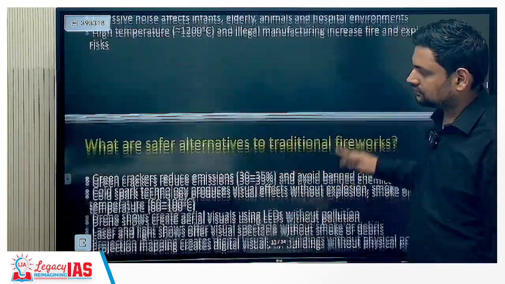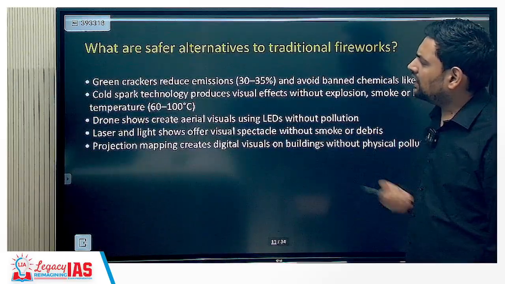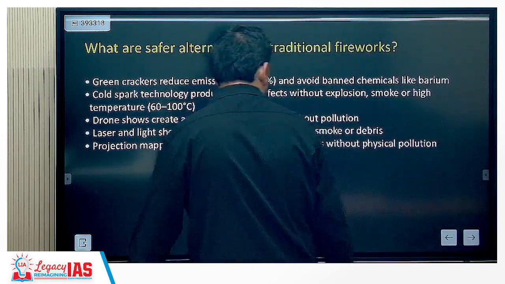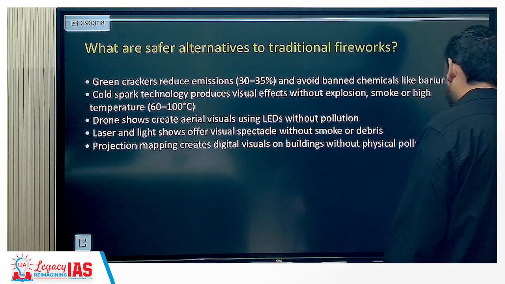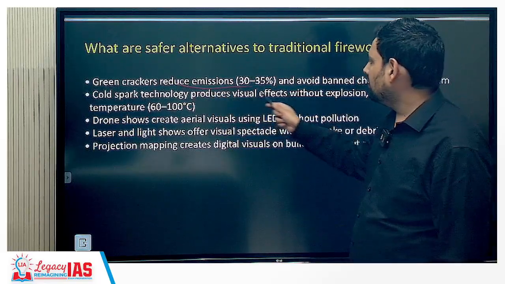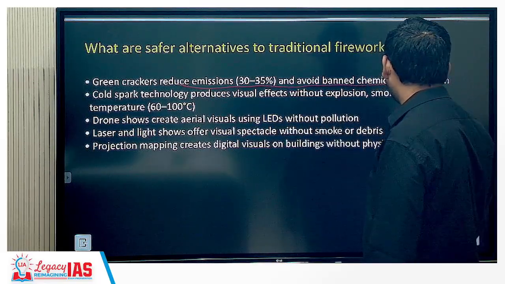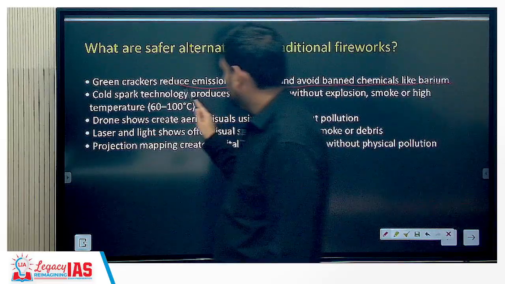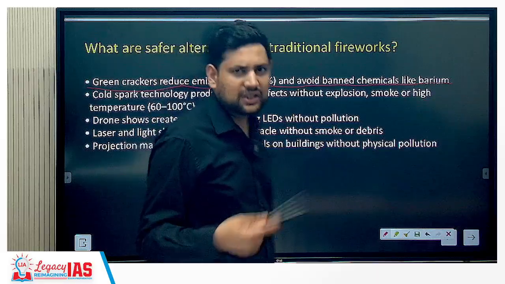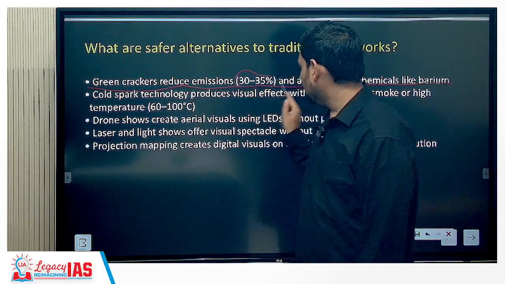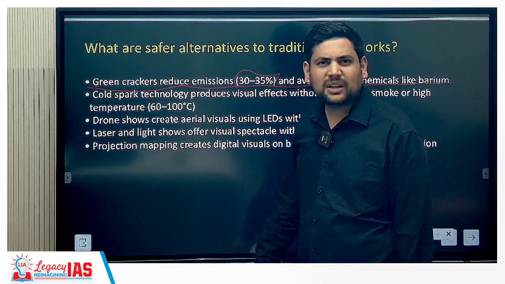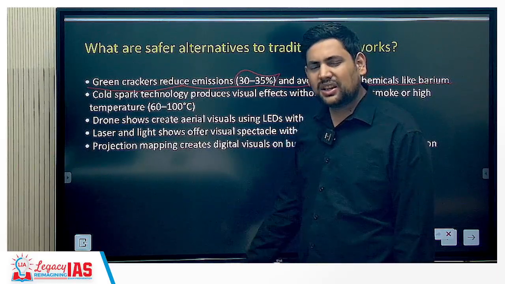Next, what are safer alternatives to traditional fireworks? There are many different technologies that can be used. First, green crackers can reduce emissions by 30 to 35% and avoid banned chemicals like barium. Green crackers are a similar thing, just made of more sustainable materials. So the emissions are reduced and fewer toxic elements are used. For example, barium is not used here. Some other compounds are used.